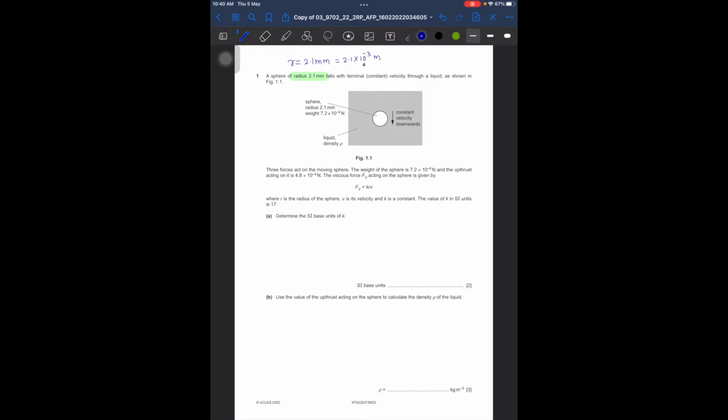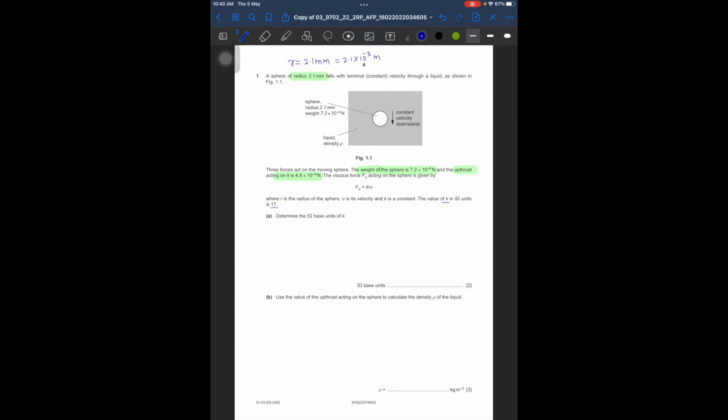Three forces act on the moving sphere. The weight of the sphere is 7.2 into 10 to the power negative 4 Newton. That's the weight. And the upthrust is 4.8 into 10 to the power negative 4 Newton. The viscous force acting on the sphere is given by the formula which we have here, Fv equal KRV. R is the radius of the sphere, V is the velocity, K is a constant, and the value of K is given to us, which is 17.